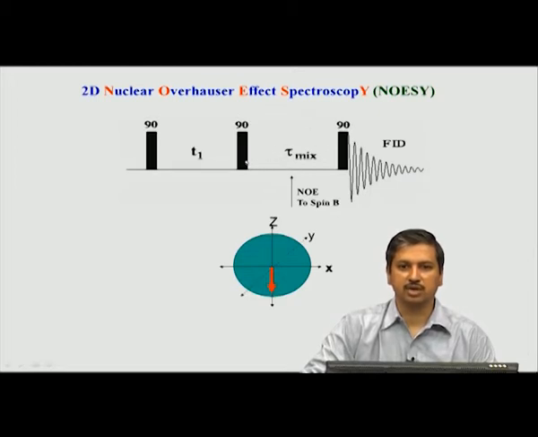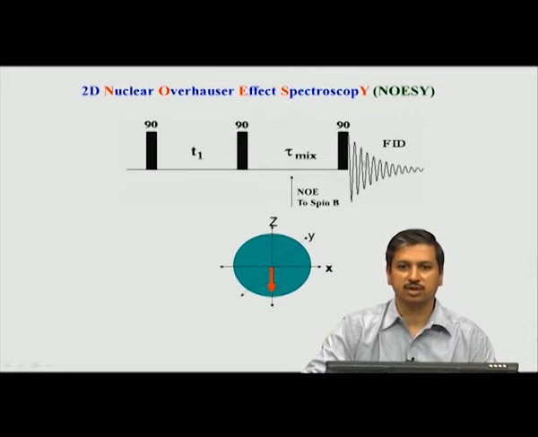So, the basic idea is that during this period the two spins are allowed to interact with each other through space, that is through the dipolar coupling, which is basically responsible for the NOESY effect, and during this period the magnetization is transferred. After the magnetization is transferred, you apply one more 90-degree pulse, which now brings the spin B into the xy plane, and then it starts evolving. This is called evolution.